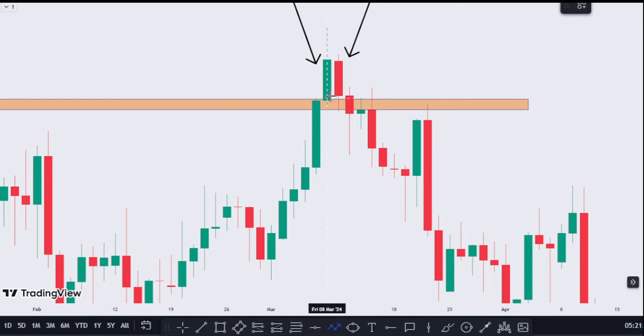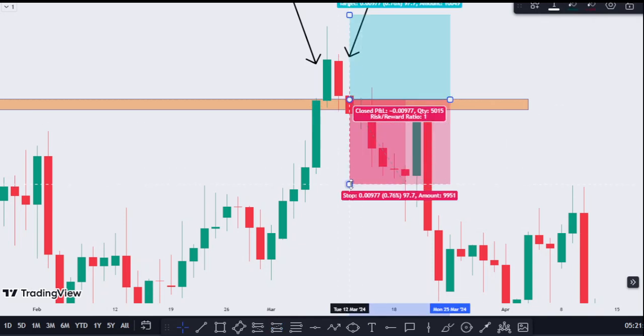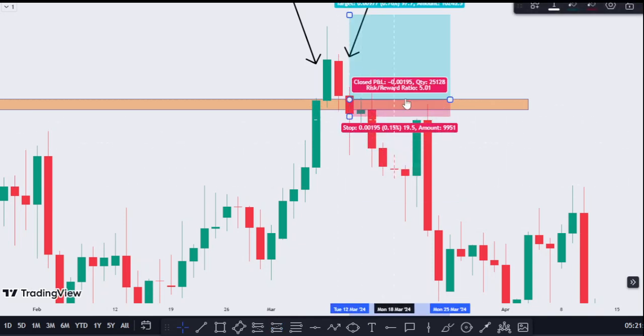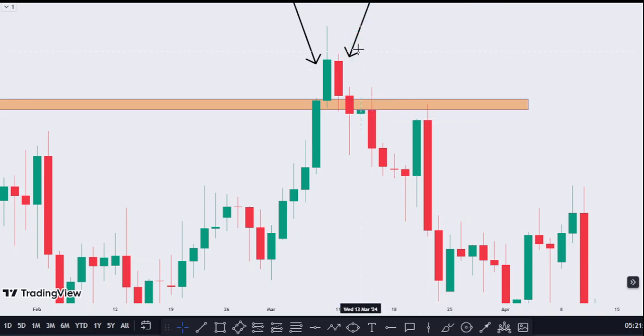Now, look at this. Imagine you enter the market on Tuesday. What would have happened? You would have lost this money, right? Can you see? Enter here, reach 20 pips, where the market will take out your stop loss. These are secrets that people don't pay attention to in the market.